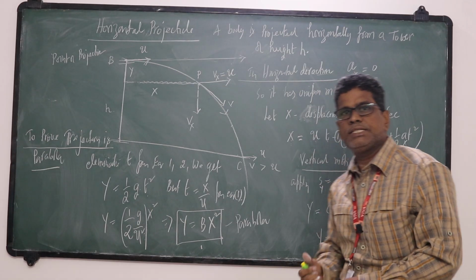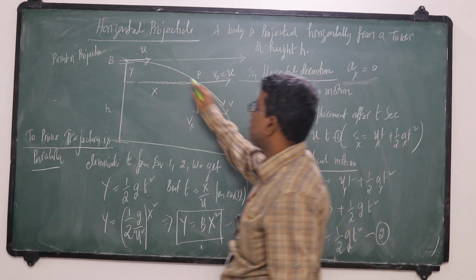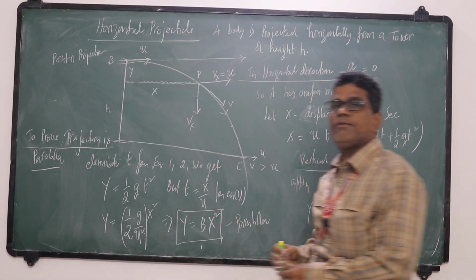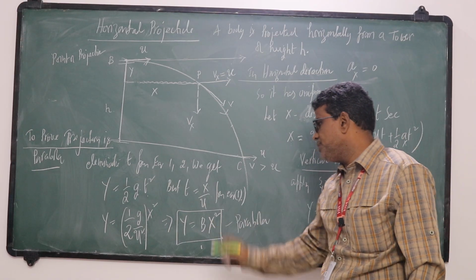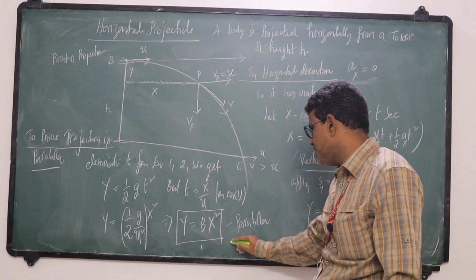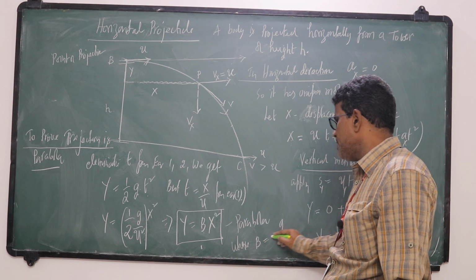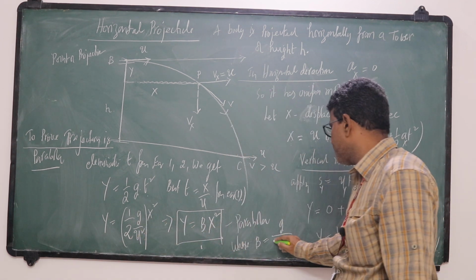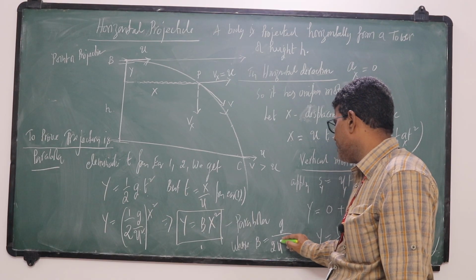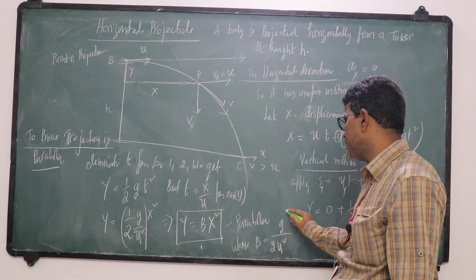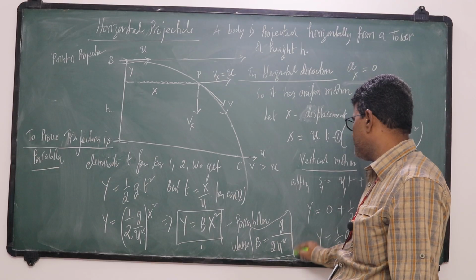Hence we can say that the trajectory of this horizontal projectile is a parabola. y is equal to bx square. What is the b value here? b is g by 2u square. For a given projectile, this b is constant.